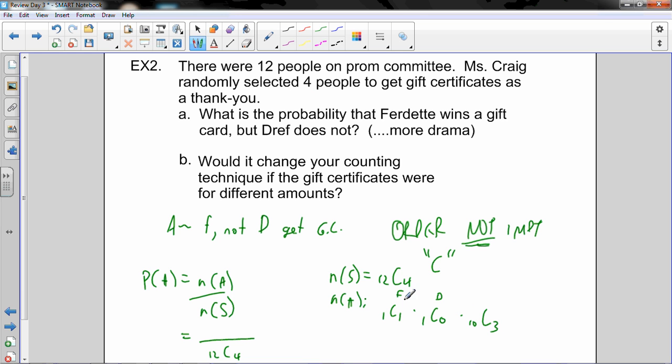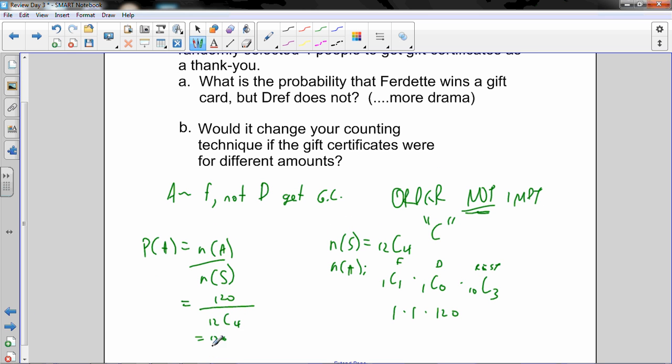And then I multiply those all up because I got choices for Fredette, choices for Draft, and choices for the rest. Remember that the idea of a restriction is you satisfy the restriction, fill in the rest. And that is the top, which is 1 times 1 times 10 choose 3. Jam that into a calculator, it's 120. So I got 120 over whatever 12 choose 4 is. 495. You can write that as a percent. It's about 24%, and there's your closing statement. Onwards.